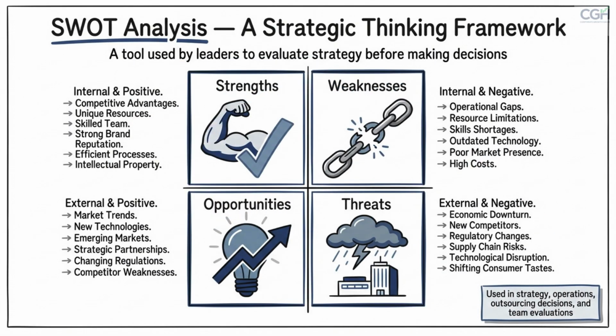Now on the surface, SWOT looks extremely simple. Just 4 boxes: strengths, weaknesses, opportunities, threats. But when used properly, it becomes one of the most powerful strategic thinking tools in business.